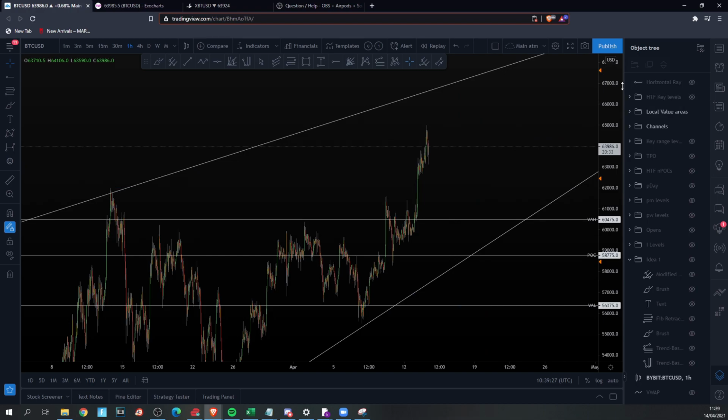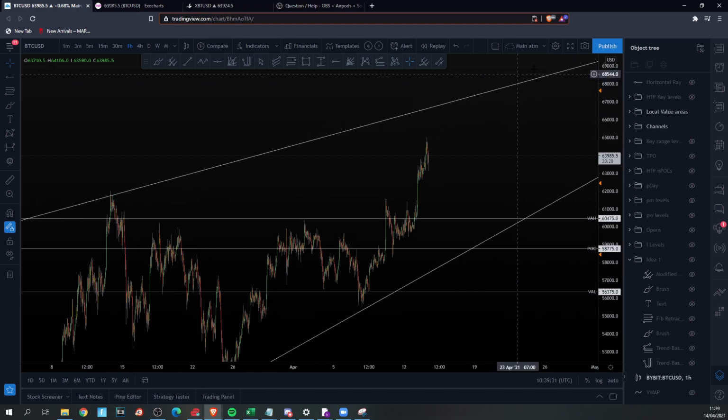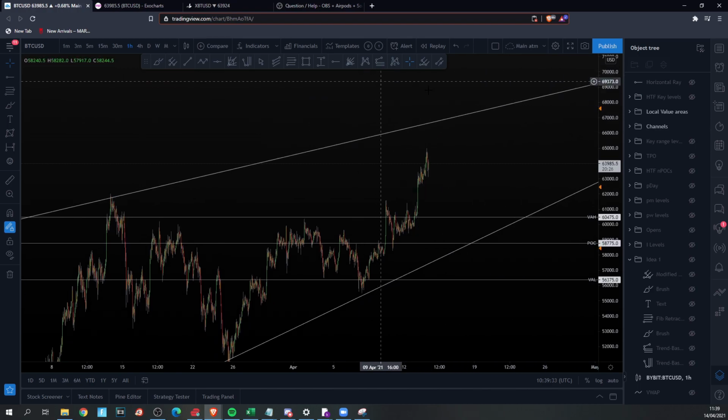So those are the levels really. You've got 69k, I think, as a major take profit for me in terms of what I'll be looking at, even taking profits now as we're moving up.